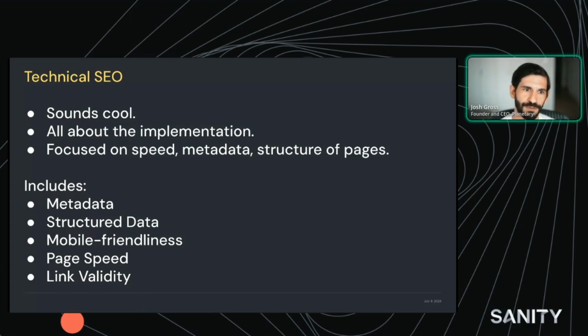Page speed, so things like time to first byte, first contentful paint, largest contentful paint, cumulative layout shift, and Google's newest one, interaction to next paint. And then things like link validity. Do all of the links in your content lead to pages that return 200s, no 404s, no 500s, no redirects? Essentially, are all of the links valid, up to date?